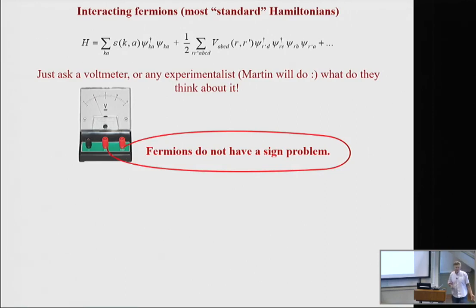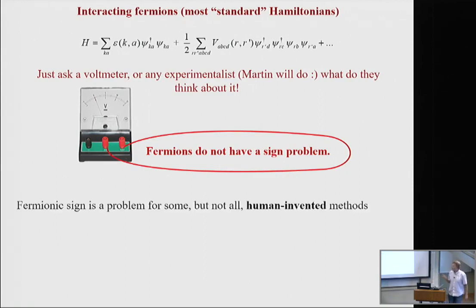Because if you take a voltmeter and ask an experimentalist, do they have a problem? They don't have a problem. They just measure properties of electrons. So electrons don't have a problem. So whenever you say that fermions have a sign problem, that's already wrong. The majority of you know this the hard way. You just do the experiment. If you use fermions, then they don't have a problem.